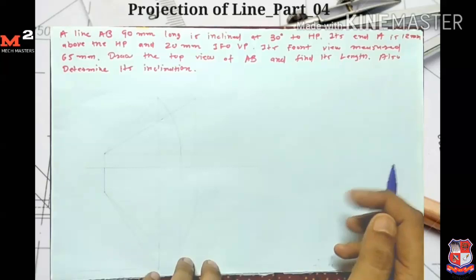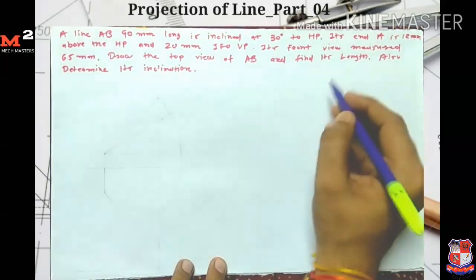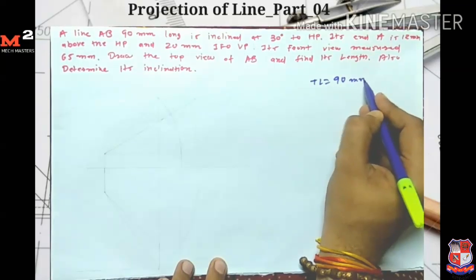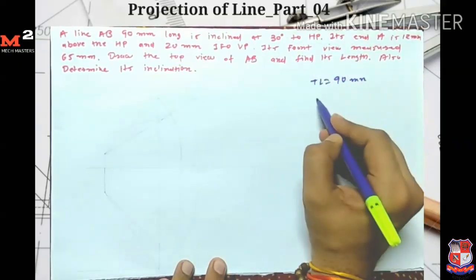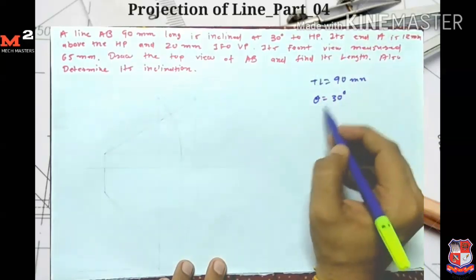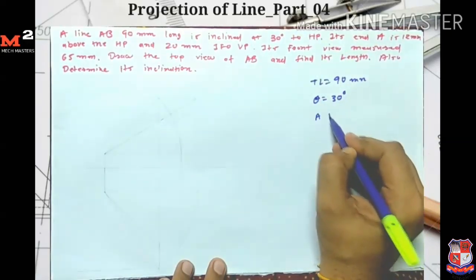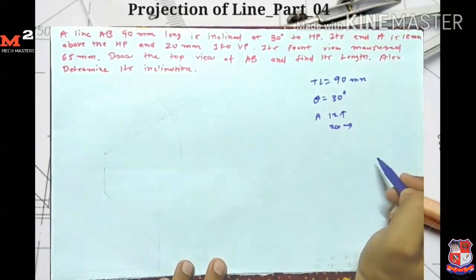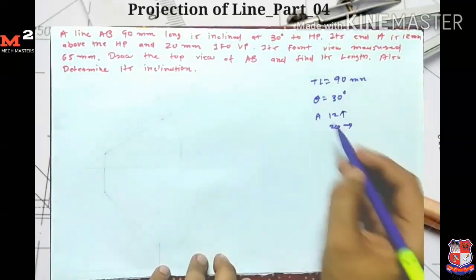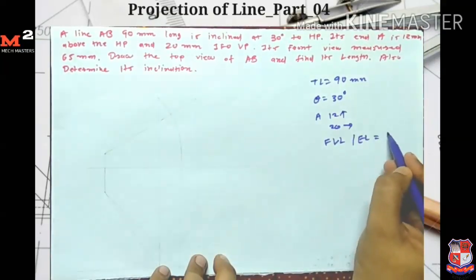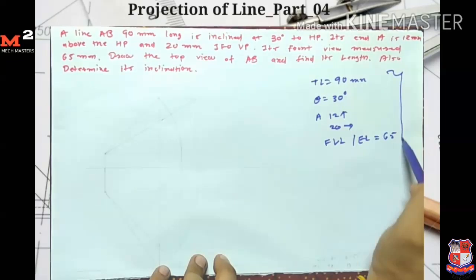In this problem, a line AB 90 mm long, so true length is equal to 90 mm, is inclined at 30 degrees to HP, so theta is equal to 30 degrees. Its end point A is 12 mm above HP and 20 mm in front of VP. Its front view measures 65 mm, so the front view length or elevation length is 65 mm. So we have five data here.